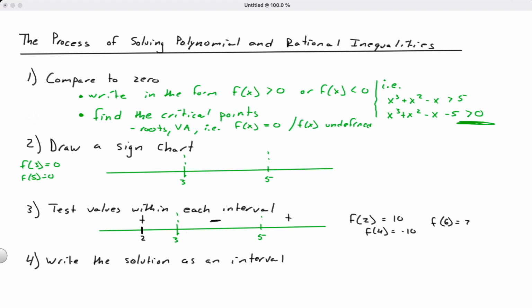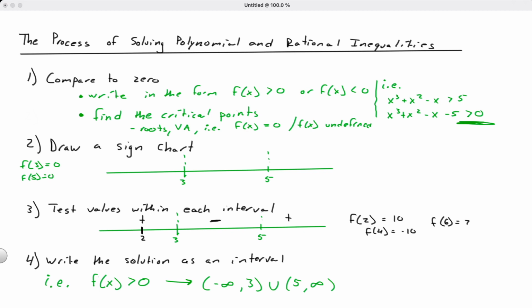And so all that would be left for us to do is to write the solution as an interval. For example, if we were trying to solve for when f of x was greater than 0, that would tell us that our solution lives here and here. In other words, we have to include the interval from negative infinity to 3, along with the interval from 5 to infinity, and we'll union those to form one single solution.